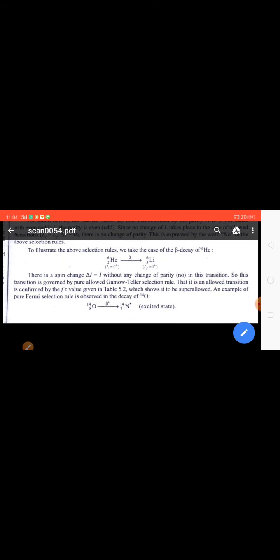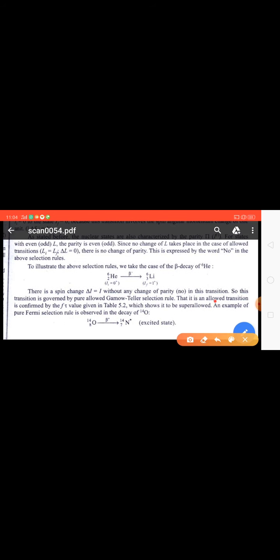That it is an allowed transition is confirmed by the Ft value as given in the table. Yesterday we showed that table, the log Ft table. You can refer to that table, then you will understand, which shows it to be super allowed. An example of pure Fermi selection rule is observed in the decay of oxygen-14. We will explain the Fermi selection rule later. So this is up to the Gamow-Teller selection rule.